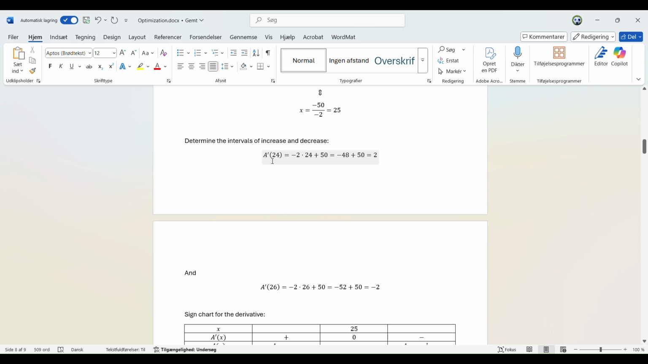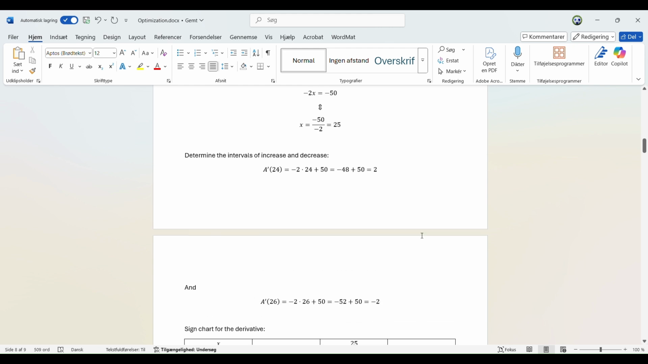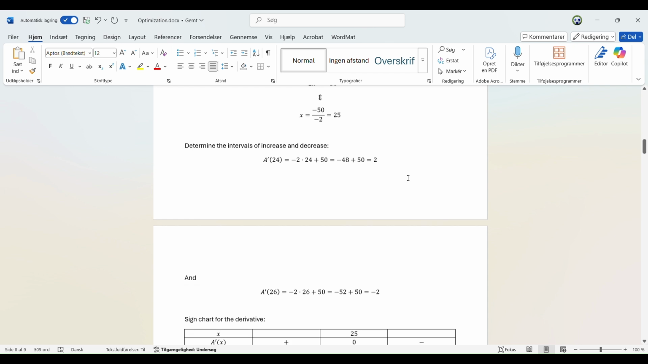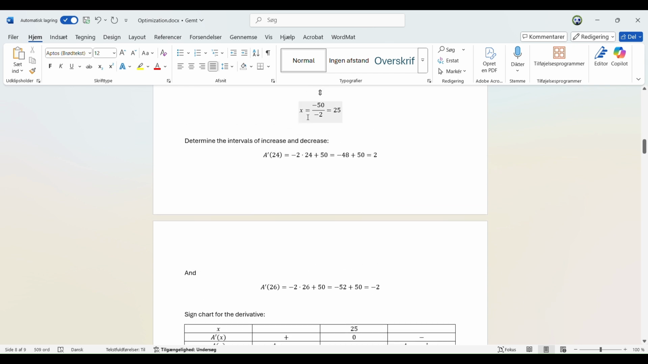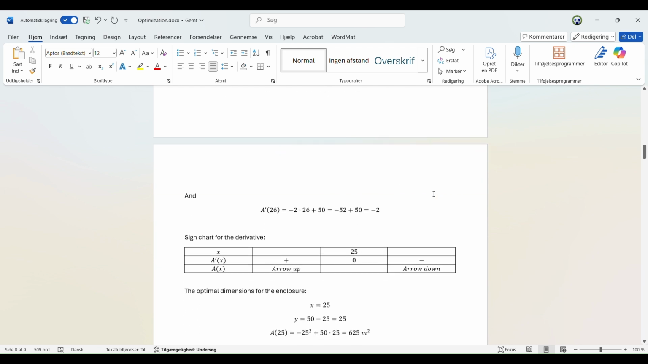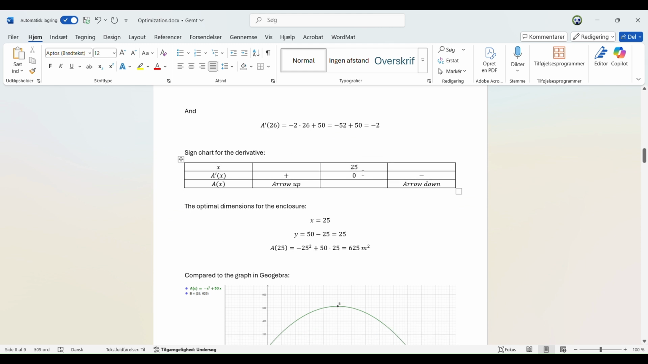And if A prime of x equals a positive number, then our function there would be increasing. And if we get out a negative number when put into the first order derivative function here, then we know that it is decreasing. So this is our optimal solution. We know the function is first increasing, then decreasing. So that would make this x a maximum value. We have a sign chart for the derivative, so our optimal x value is 25.